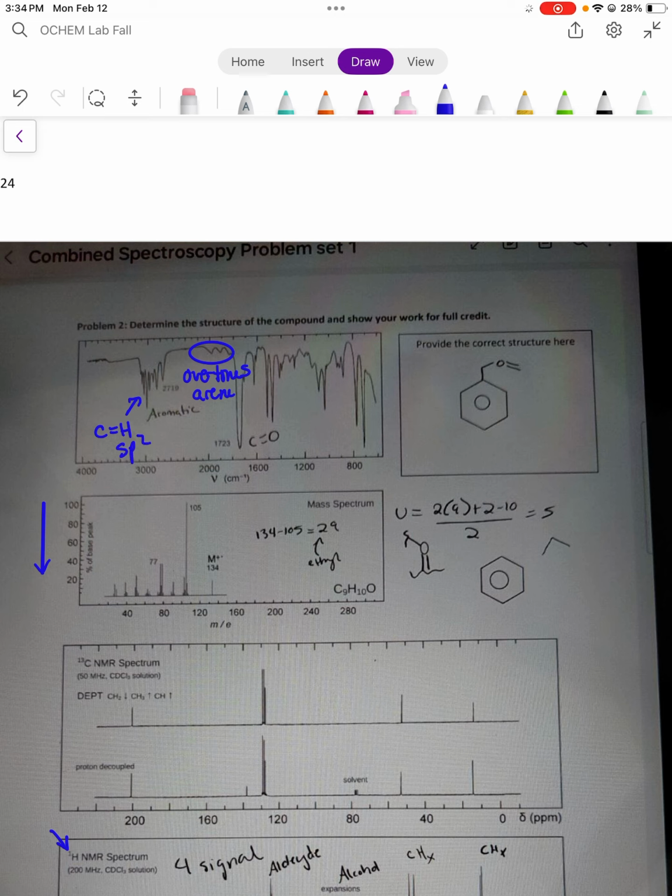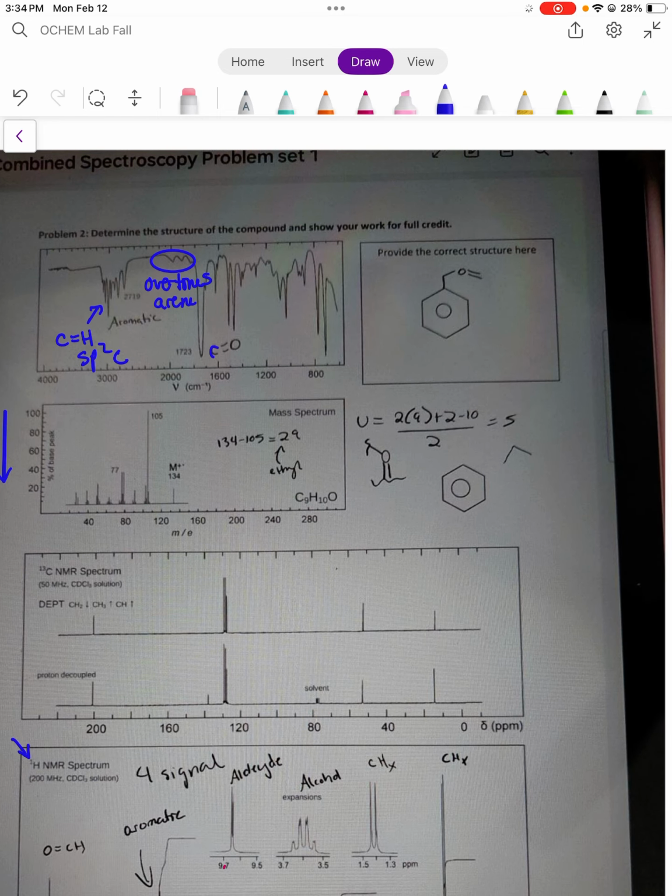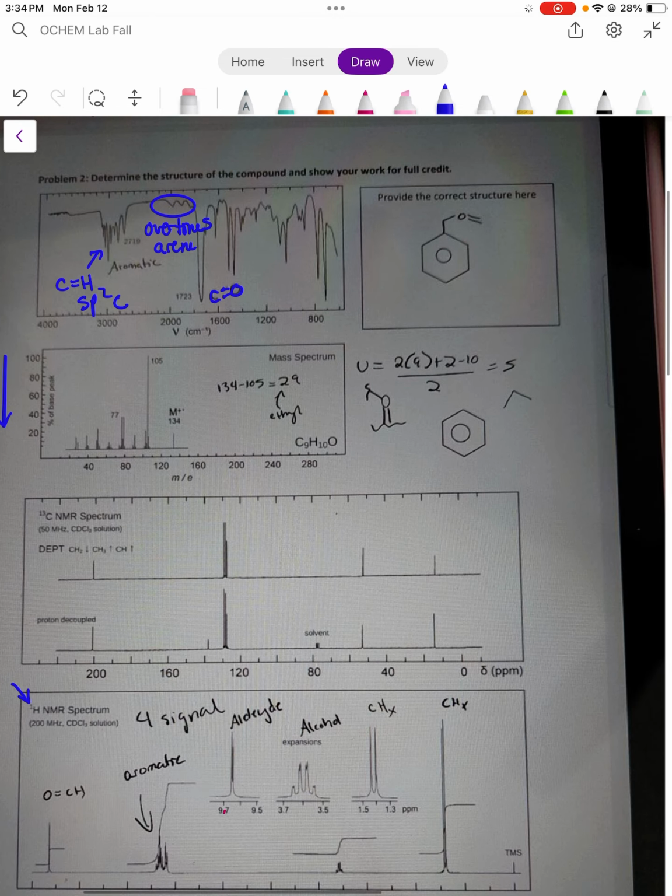sp2 carbon. And then you're right on this carbonyl. That's great. It is not going to be a carboxylic acid, we know. So it's either going to be a ketone or an aldehyde.